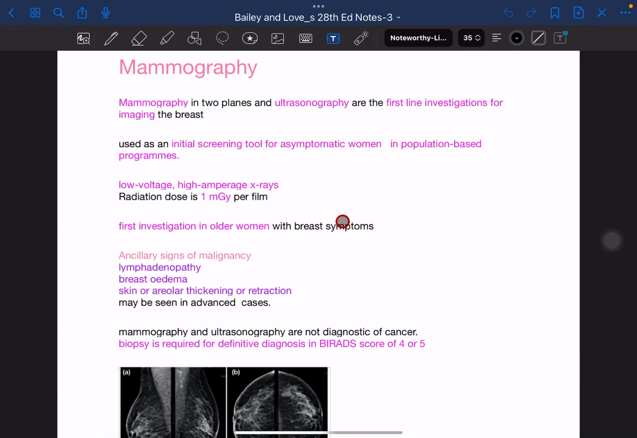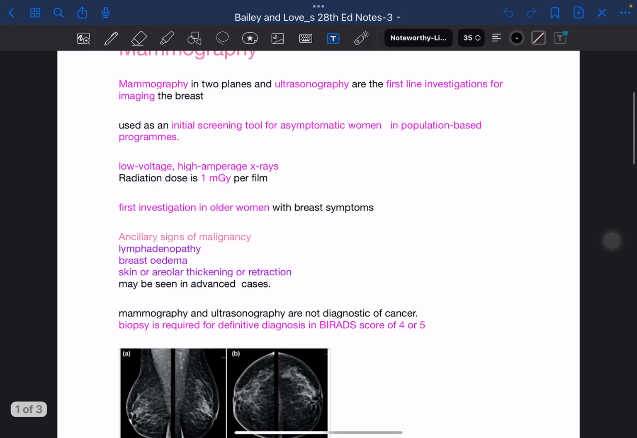So continuing top 10 important points from the 28th edition of Delhi. Today we'll talk about mammography. Mammography and ultrasound are first line investigations for imaging the breast. It is used as an initial screening tool for asymptomatic women in population-based programs. So in population-based programs, mammography is used as the initial screening tool.